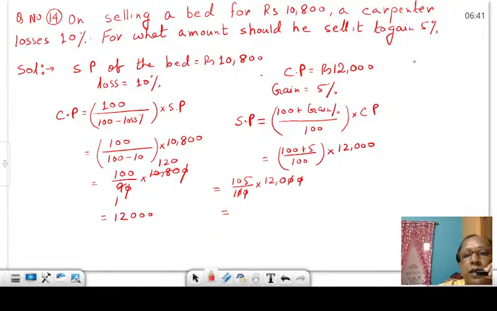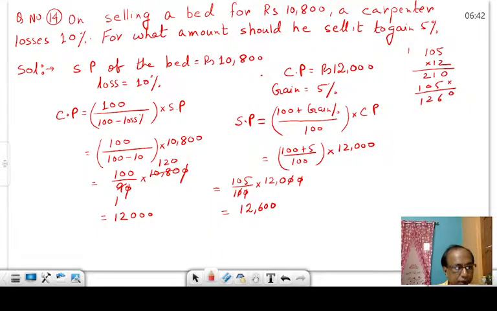First, I am multiplying 105 with 12. 2 5 is 10, carry 1, it is 0. 2 1 is 2, 5 is 5, 0, 1, 0, 6, 2, 1. That is, we are getting 12,600.